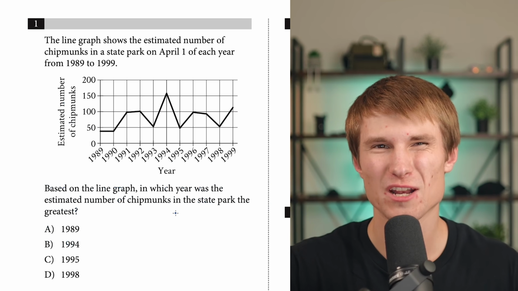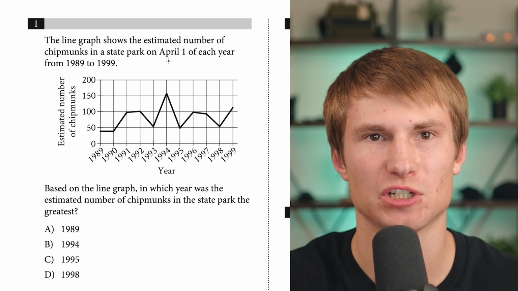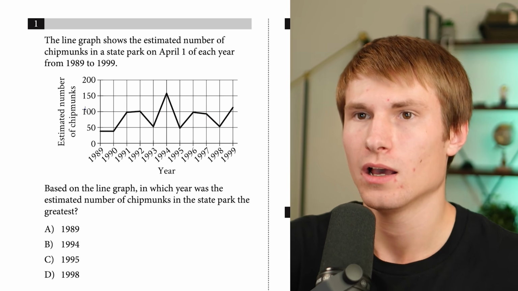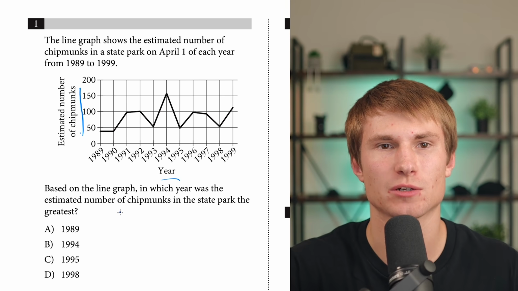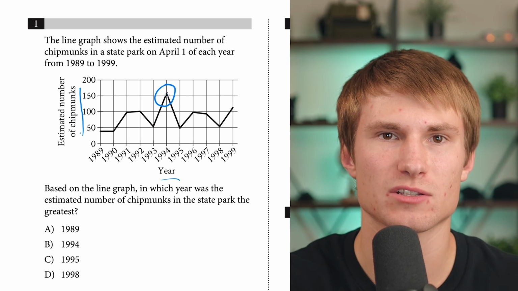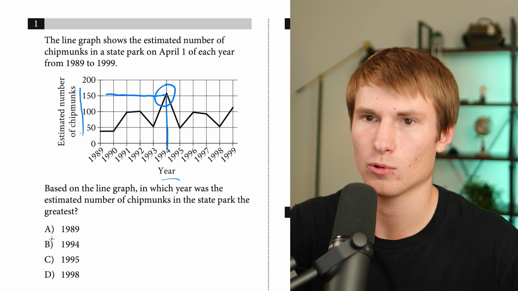Here's how to quickly interpret this line graph. Question 1 states the line graph shows the estimated number of chipmunks in a state park on April 1 of each year from 1989 to 1999. In our y-axis, we see we have the estimated number of chipmunks. X-axis, we have year. Based on the line graph, in which year was the estimated number of chipmunks in the state park the greatest? Well, we see that the greatest or maximum point is right here, which we see is going to be in the year 1994, so our answer there is B.